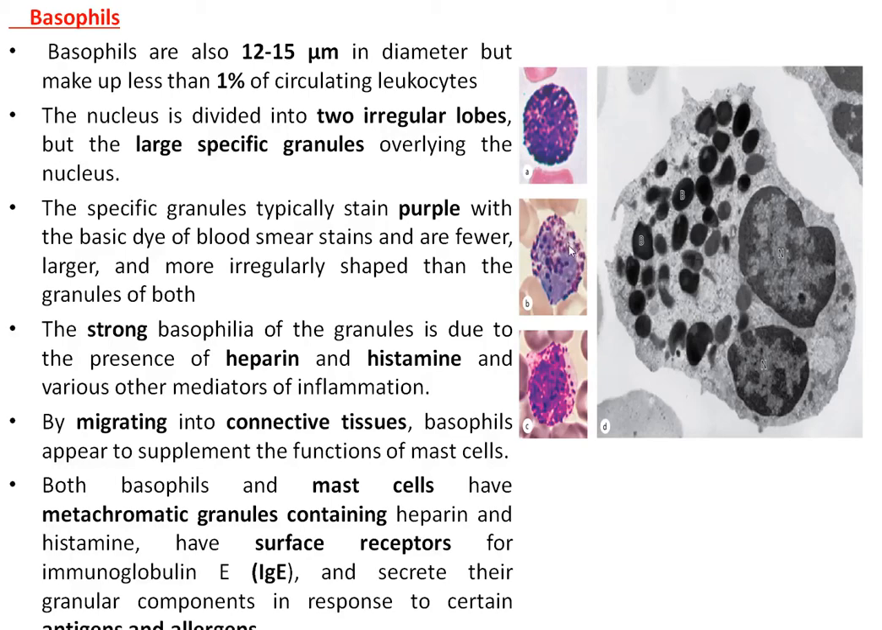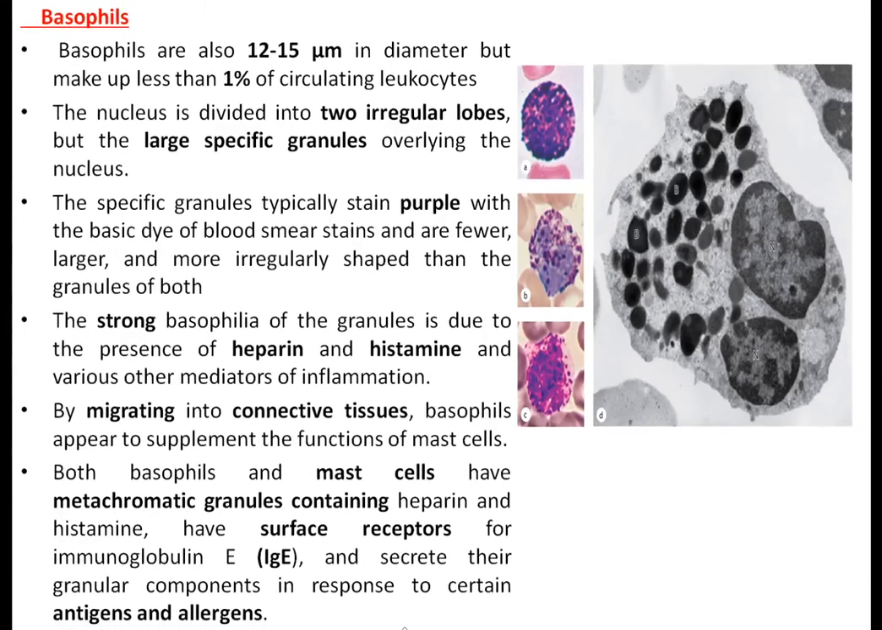Mast cells and basophils have metachromatic granules containing heparin and histamine, have surface receptors for immunoglobulin E, and secrete their granule components in response to certain antigens and allergens.